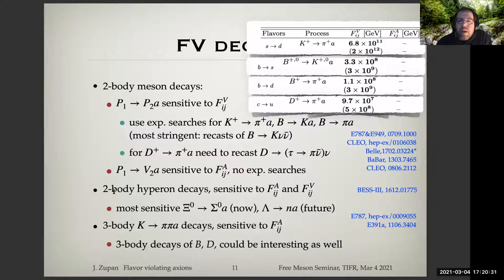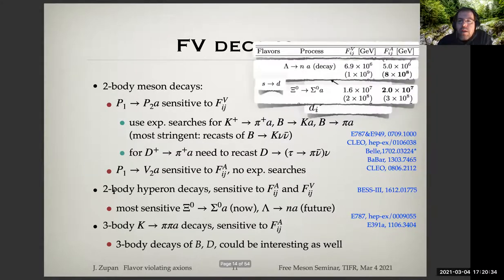the two-body hyperon decays also are giving you quite a nice sensitivity. So these bold numbers are where you have the best bounds on a particular coupling out of all the modes that you can consider. And you see that already now, for instance, this cascade to sigma a for the axial, that's where the best bound comes from. And in the future, it will come from the lambda to n a search, the projection at least. Then there's also three-body decays that we looked at, and you could also use these three-body decays in B decays to search for these modes, even in LHCb potentially.